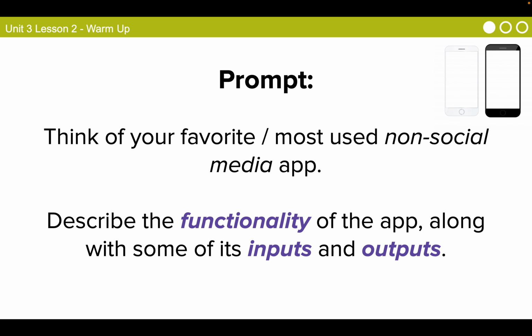Functionality refers to what the app does. This is related but not quite the same as the purpose of the app. The purpose is what it was built for, or what it was built to help us accomplish. The functionality is what the app actually does. So you would describe it using action words. The app does this, then this, then this.